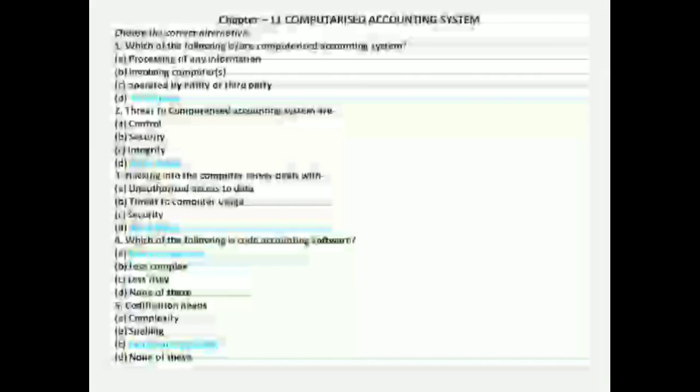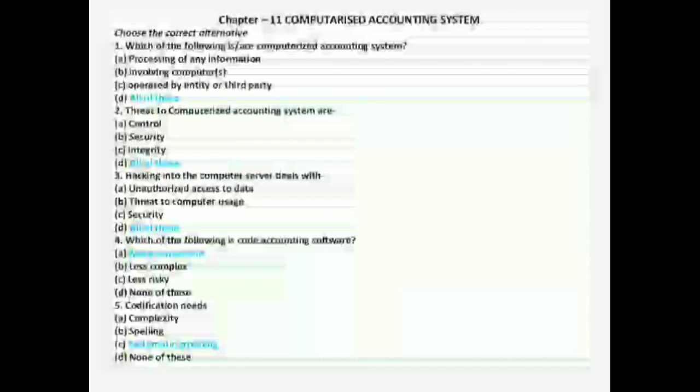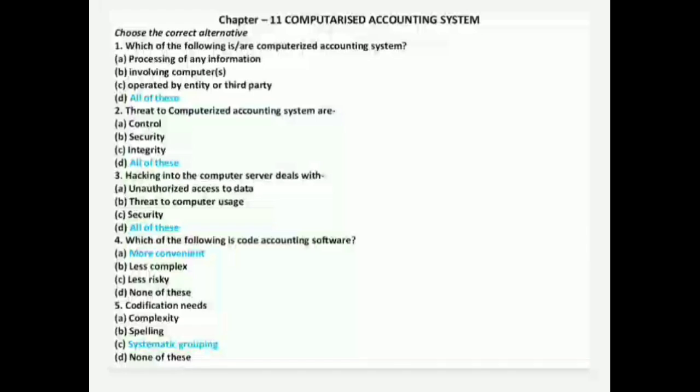Let's talk about the 11th chapter, computerized accounting system. Which of the following is a computerized accounting system? So processing of information involving computer operated by entity of third party. All these three are nothing but the computerized accounting system. Threats of computerized accounting system are control, security, integrity. All of these are the correct. Hacking of computers deals with the unauthorized access to data, theft of data, security. So all of these will be the correct answer.